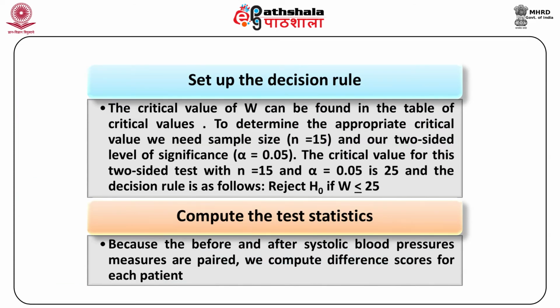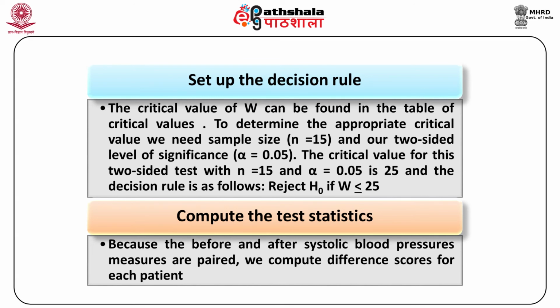Step 3. Set up the decision rule. The critical value of W can be found in the table of critical values. To determine the appropriate critical value, we need sample size n equals 15 and our two-sided level of significance alpha equals 0.05. The critical value for this two-sided test with n equals 15 and alpha equals 0.05 is 25, and the decision rule is as follows. Reject the null hypothesis if W is less than or equal to 25.